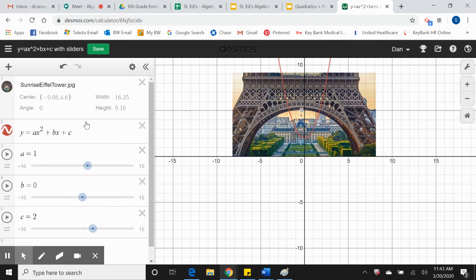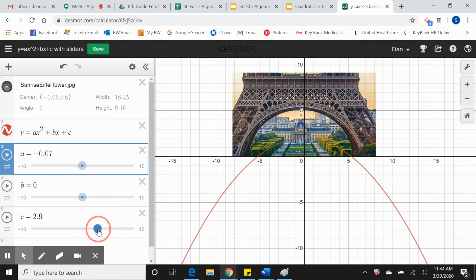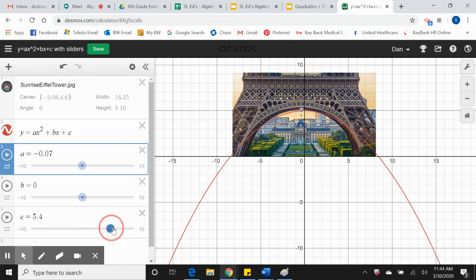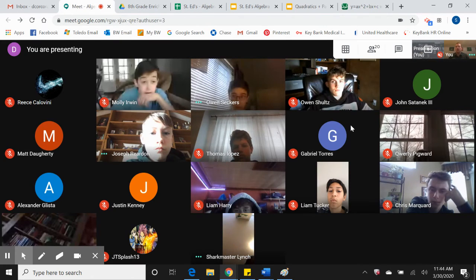So what I can actually do is move these sliders around and try figuring out, well, how can I get this graph to look just like the bottom of that Eiffel Tower? So I can make this smaller, so maybe like 0.01 or 0.05, so 0.07. And then if I move this C value up, notice I'm getting something that's close to the equation of what this graph actually is. And that's something you guys are going to go through and do throughout the week, which is kind of cool.